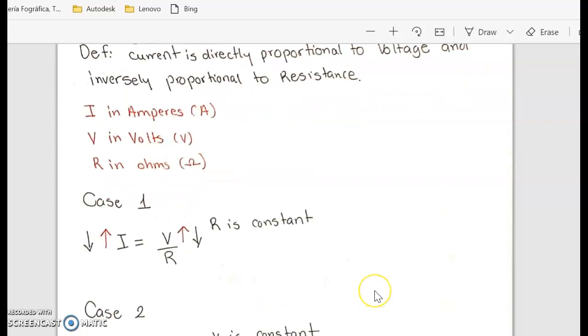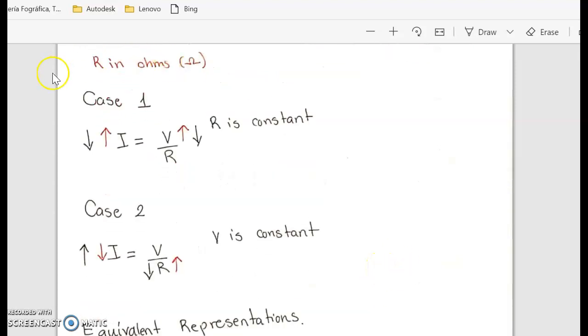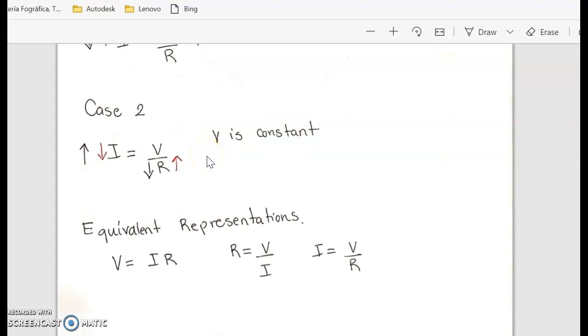Ohm's law also states that current and voltage are directly proportional and that current and resistance are inversely proportional. We can see that in case number 1 we keep resistance constant and just vary the voltage and the current, and we see that as we increase the current, the voltage increases, and as we decrease the current, the voltage decreases. In case number 2, voltage is constant, so we see the inverse proportionality with resistance. If the current decreases, it's because the resistance increases. If the resistance decreases, then the current increases.